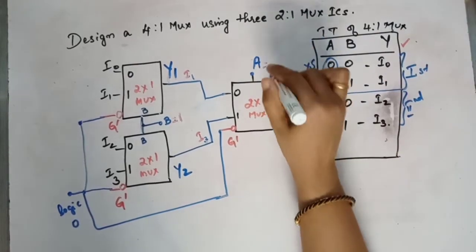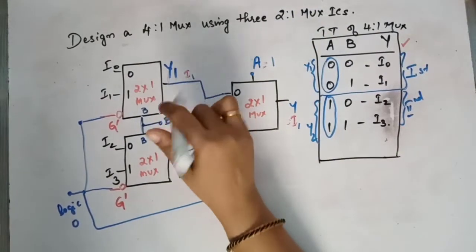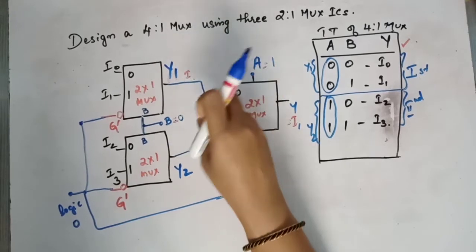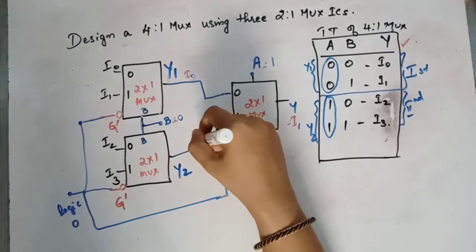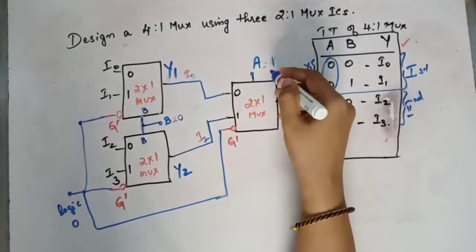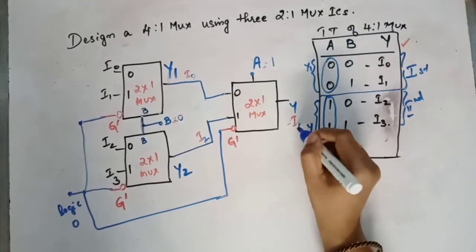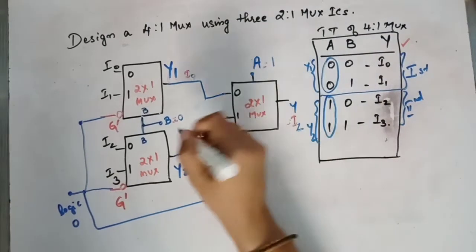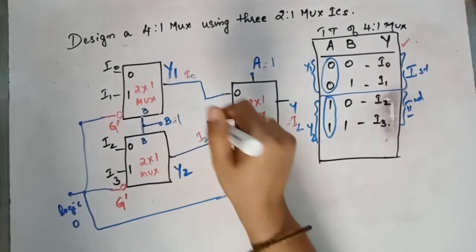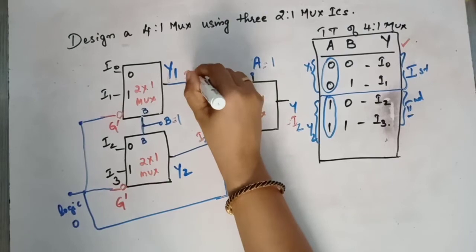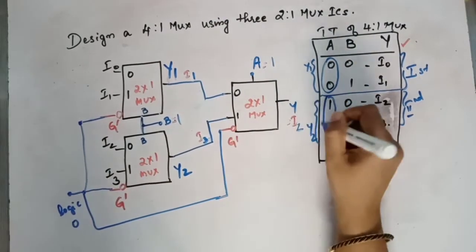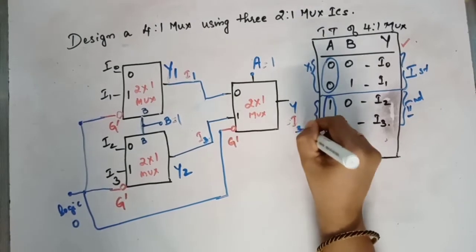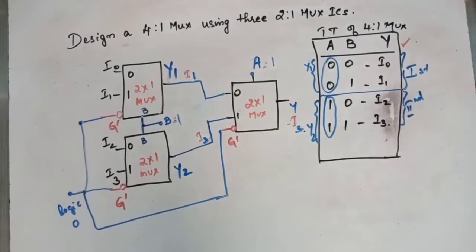Again, A equal to 1 and B equal to 0 means B0 means I0 and here I2. Since A is 1, the second line is selected, so this will be I2. If A is 1 and B is equal to 1, then here it will be I1 and here it will be I3. So here it will be I3. So 1, 1 is I3.